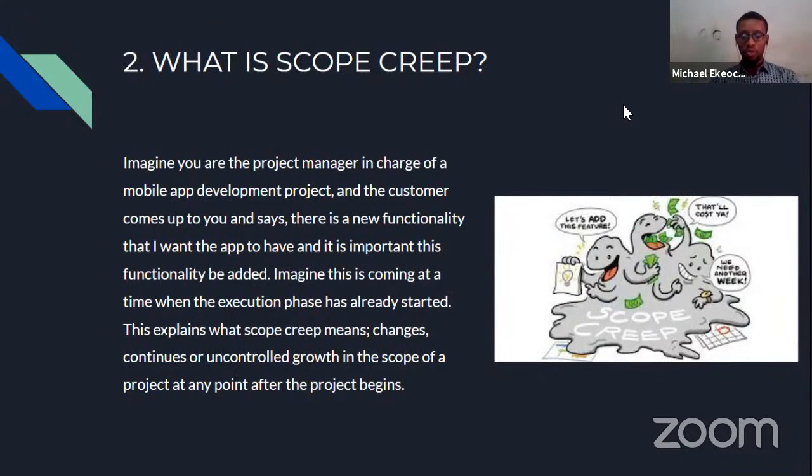So these are changes, continuous or uncontrolled growth in the scope of a project at any point after the project begins. Like I said, when the execution phase has already started, the client comes and makes a request for a particular change or a particular feature to be added to that product. This just explains what scope creep is. If you can see my screen, the image there tells you, okay, let's add this feature. And this is going to cost you, because definitely when you're adding another feature, if that change is approved, it will cost you time and it will cost you money.